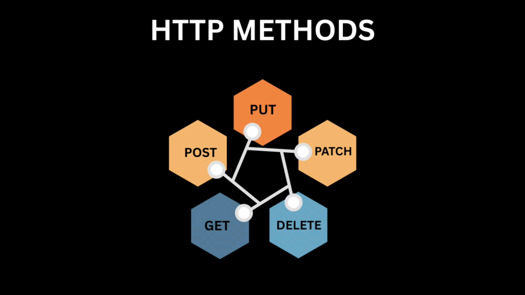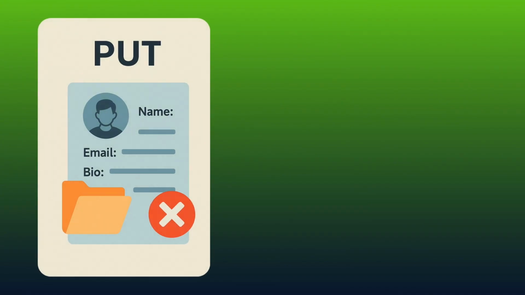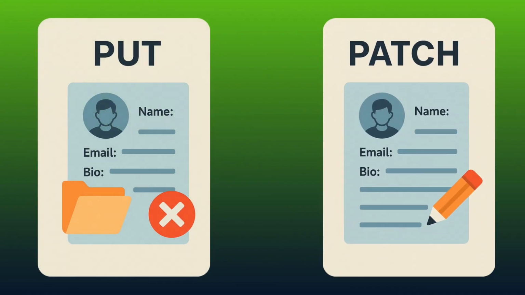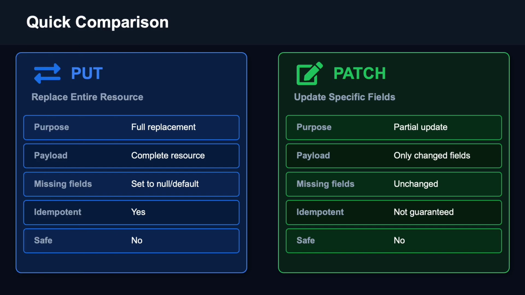Both are HTTP methods for updating resources, but the key distinction is how they update. PUT replaces the entire resource, and PATCH updates only specific fields. Let's compare these two methods side by side.